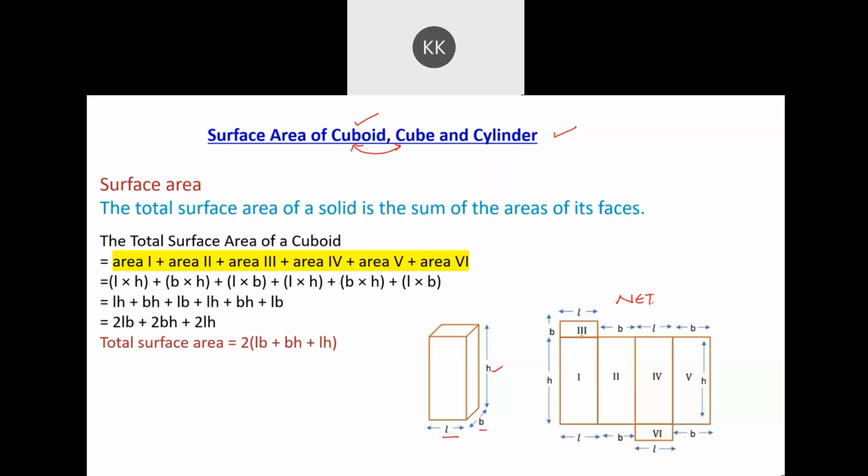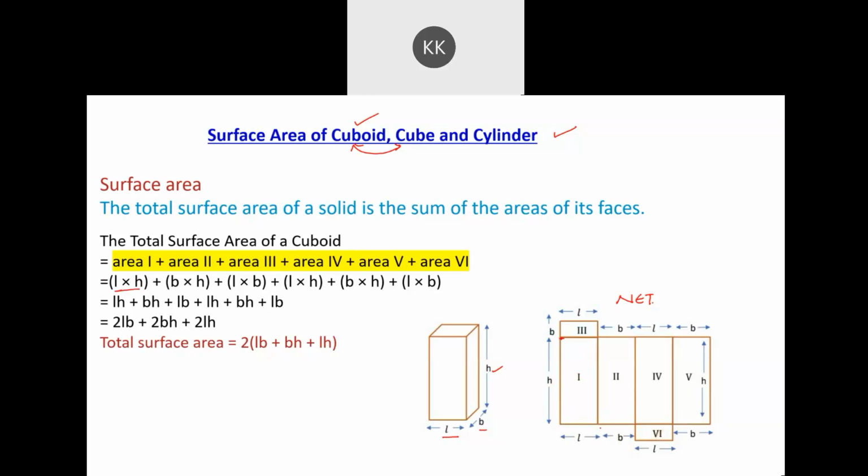In this particular net, there are 6 parts which are marked with Roman numerals 1 to 6. When we add the areas of these 6 parts, we get the total area. What is the area of the first part here? It's a rectangle, so length has to be multiplied by breadth. Here breadth is nothing but h. This letter h indicates the breadth of this rectangle, the first figure. So L multiplied by h gives the area of the first figure.